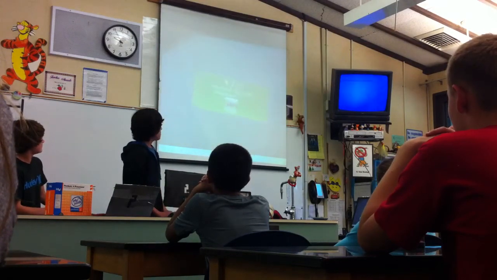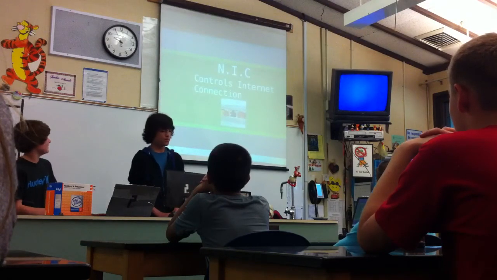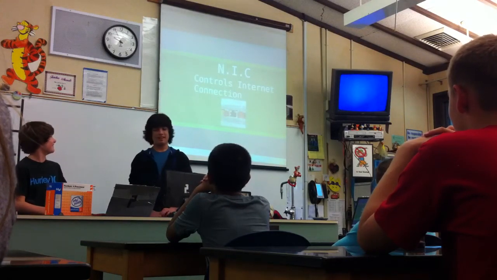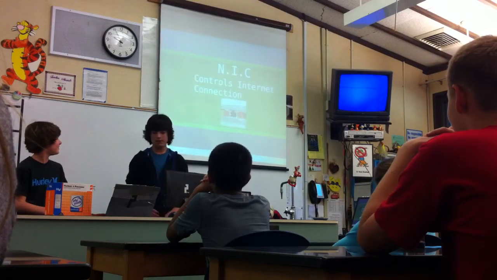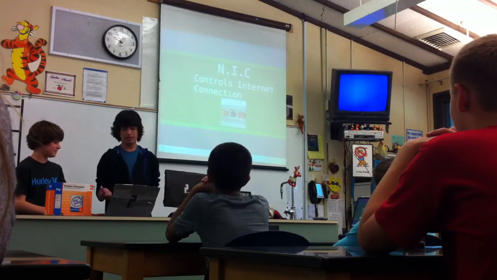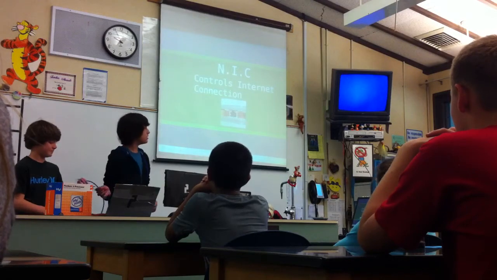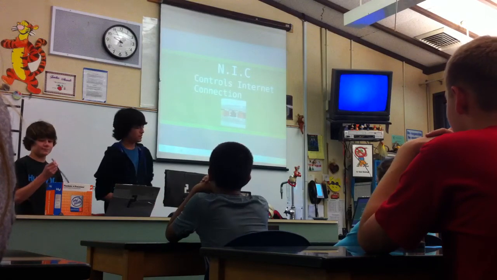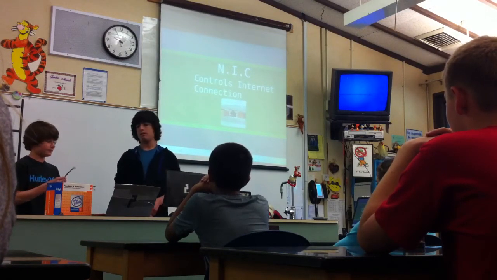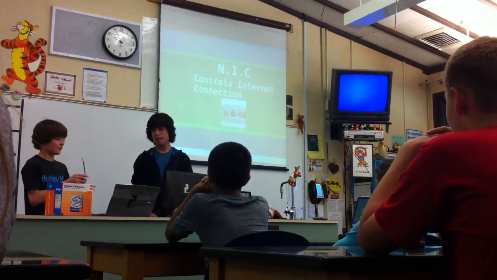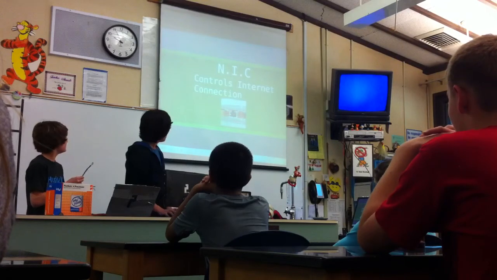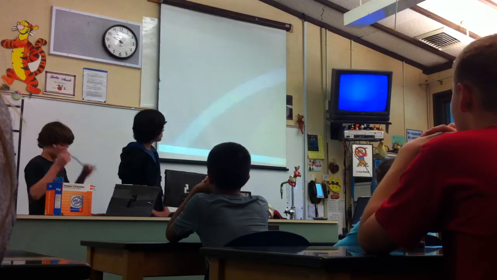Now onto the NIC. What does that stand for, Nick? Network interface card. The network interface card controls the internet in your computer, wired or wireless. If you have wired, you would see this plug called the Ethernet cable plugged into the port there. If you have wireless, there wouldn't be a port. But if you have wired, it's a lot faster, but wired is often less used. Okay. And then now to the processor.